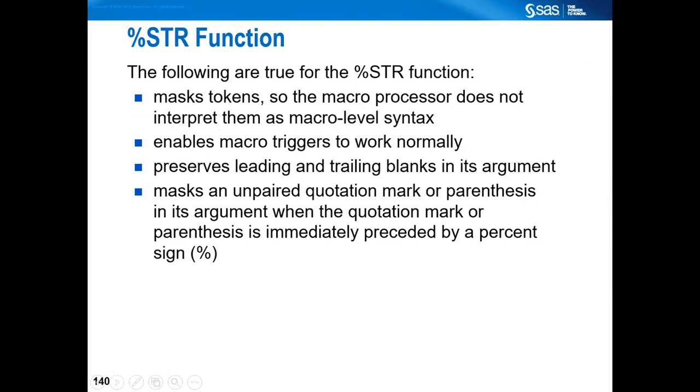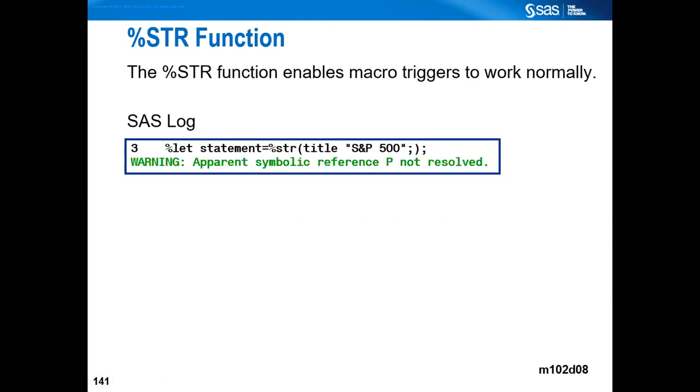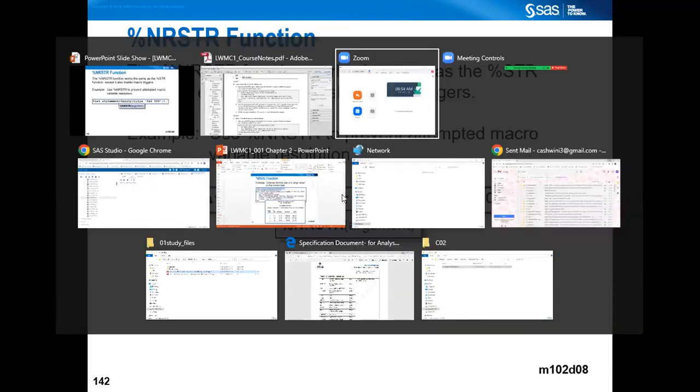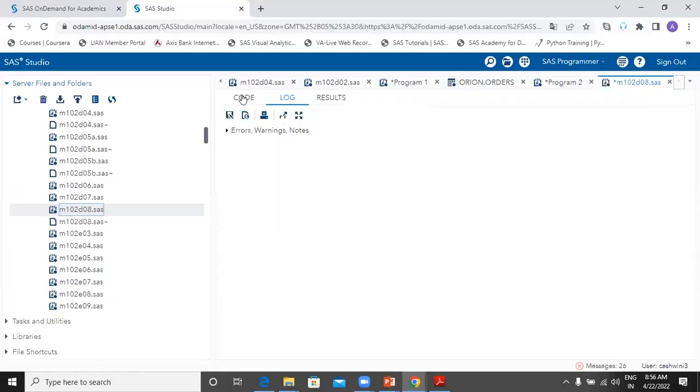Now see again here, you are using %str, but this is not getting masked off. Because it's treating ampersand p as a macro variable, it's telling you it's not resolved. So to overcome this issue, you use an enhanced macro quoting function called %nrstr. All fine, Nilima? Yes, Ashwin. Same thing we had seen in our code also. So that's what I was doing here.